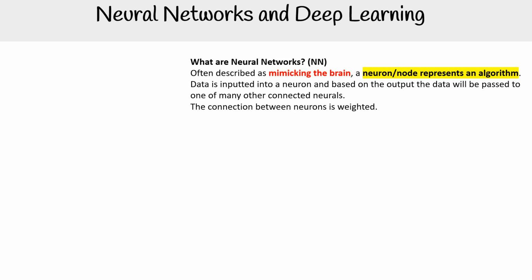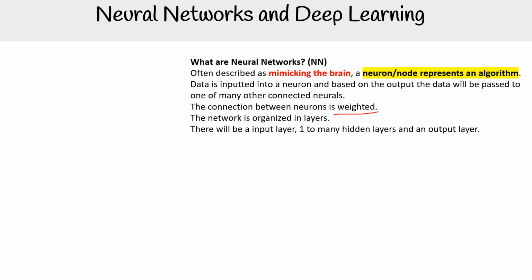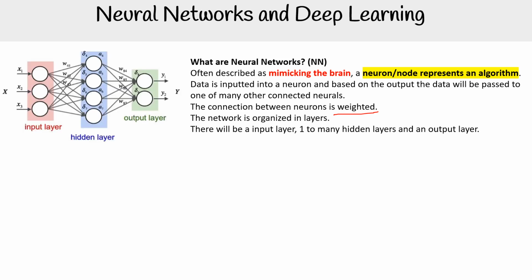I really should have highlighted that one. That's very important. The network is organized into layers. There will be an input layer, one to many hidden layers, and an output layer. So here's an example of a very simple neural network.